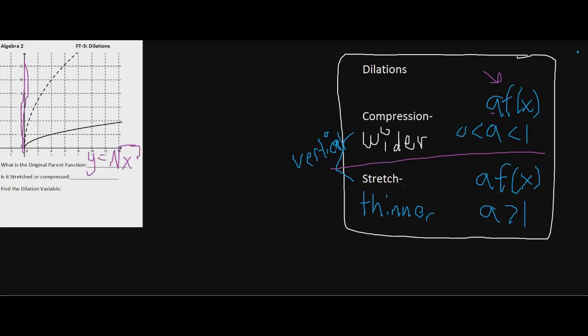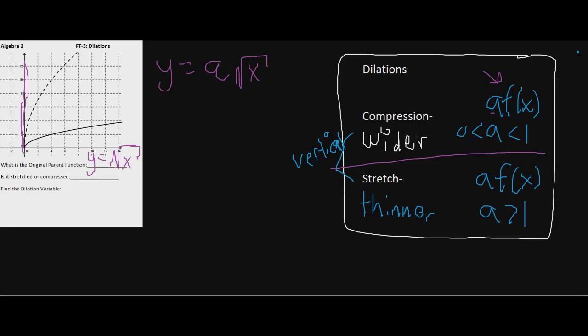What we're doing is multiplying our outputs by some number. The way I'm going to think about this is, if we write down our parent function, the next thing I'm going to do, I'll put it right up here, is write y equals a times the square root of x. So we're multiplying a times the square root of x, the outputs. We want to find out what a is.